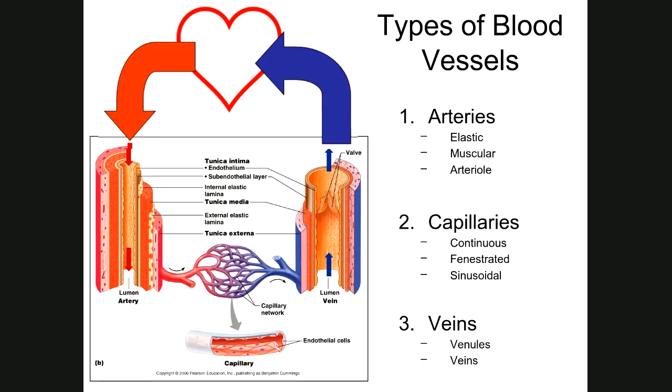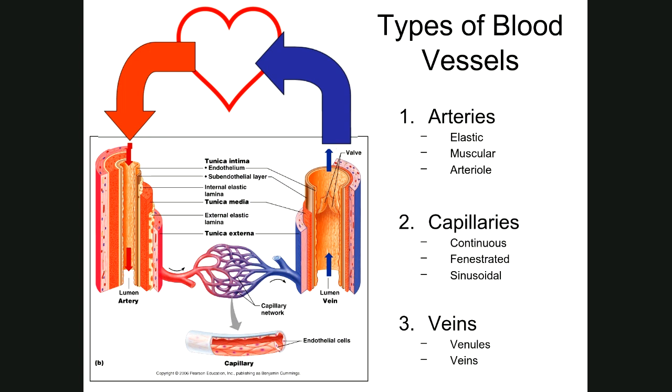So in this video, we're going to start looking at the different types of blood vessels in the body and talking a little bit about their structure and their anatomy. To get you introduced to this topic, I want to start out by mentioning that there are three different blood vessel types in the body: arteries, capillaries, and veins. And we're going to start with the arteries.